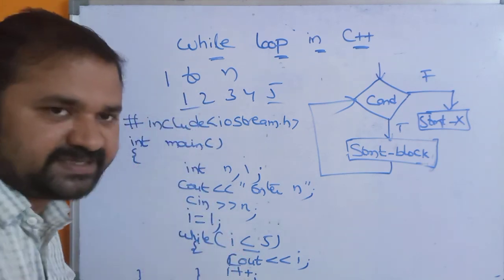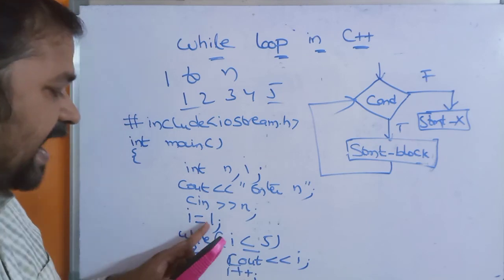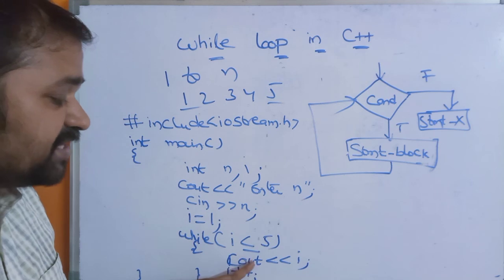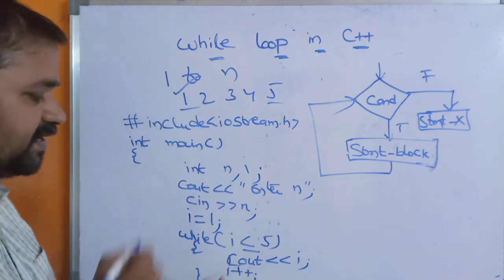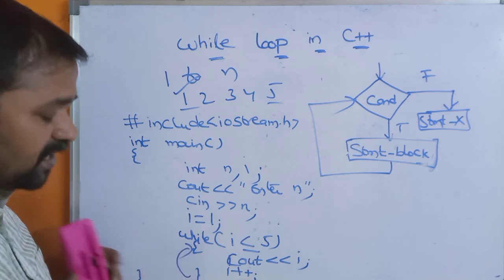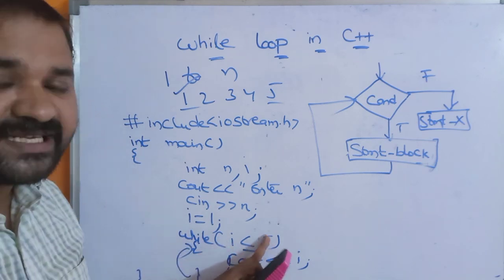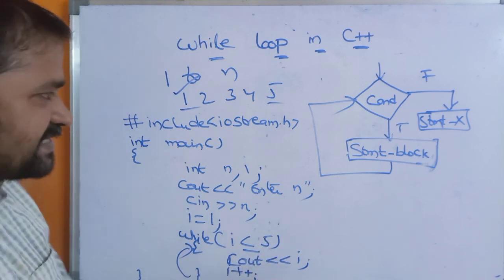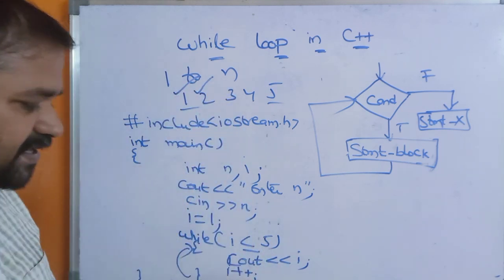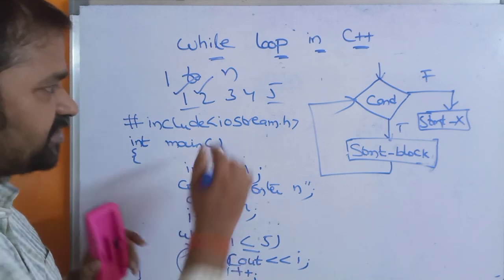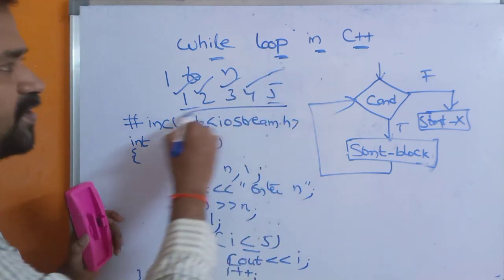Let us check whether our logic is correct or not. i is equal to 1. While 1 is less than or equal to 5, the condition is true, so 1 will be printed. i++, now i will become 2. Once again control goes to the condition. 2 is less than or equal to 5, the condition is true, so cout less than i, and 2 gets printed. i++, now i becomes 3. Once again control goes to the condition. Likewise, we will get the output from 1 to 5.